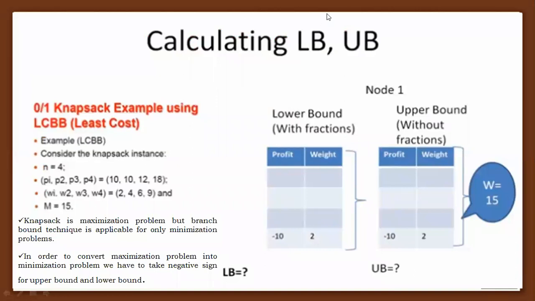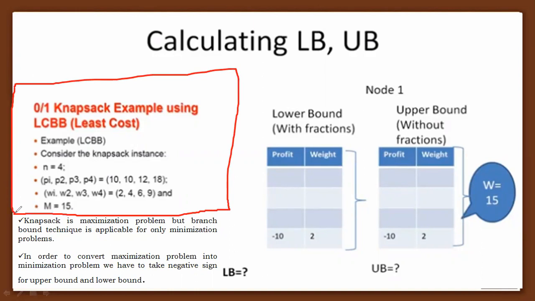Students, if you clearly observe here, this is the given problem. In the given problem, the number of items n is equal to 4, the profits of all 4 items are given, the weights of all 4 items are given, and the knapsack capacity is given. When we apply the 0/1 knapsack problem using the least cost branch and bound technique, we simply need to calculate the lower bound and upper bound.